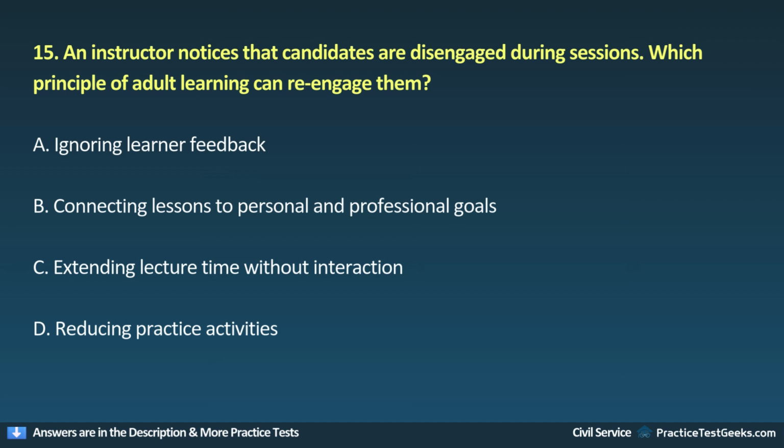15. An instructor notices that candidates are disengaged during sessions. Which principle of adult learning can re-engage them? A. Ignoring learner feedback. E. Connecting lessons to personal and professional goals. C. Extending lecture time without interaction. D. Reducing practice activities.